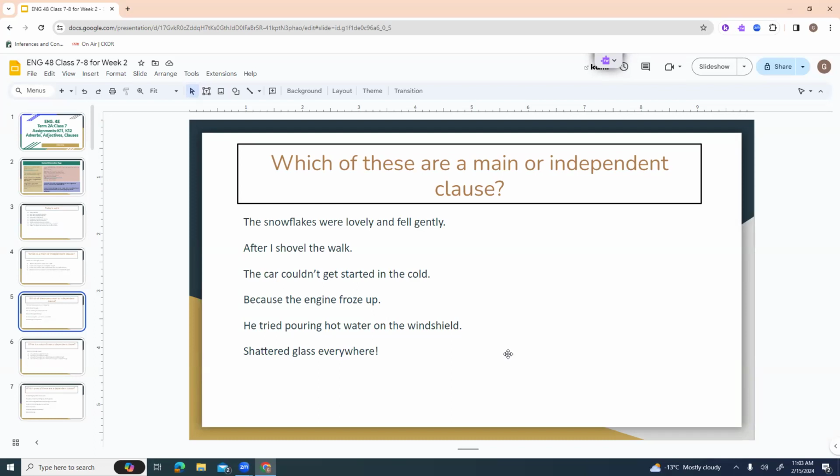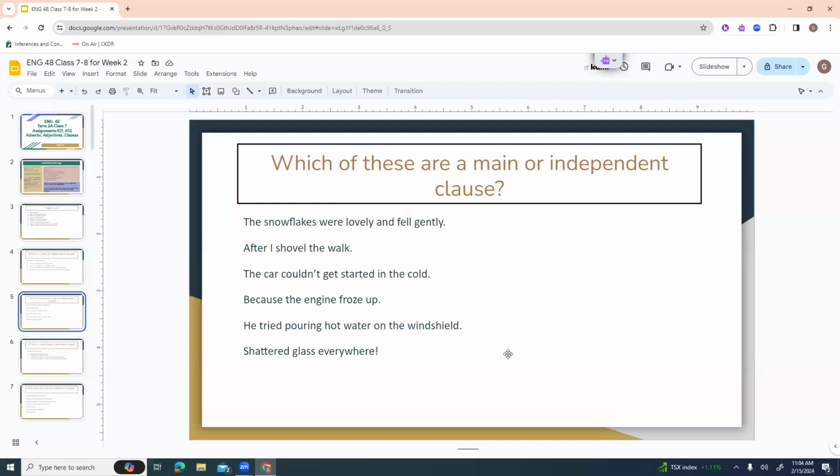"After I shovel the walk." All right. Is there a subject? I. Is there a verb? Shovel. After I shovel the walk, does it express a complete thought? No, because the moment you're saying after I shovel the walk, well, then something else is about to happen. What is that something else? So it's not a complete thought, it's a sentence fragment.